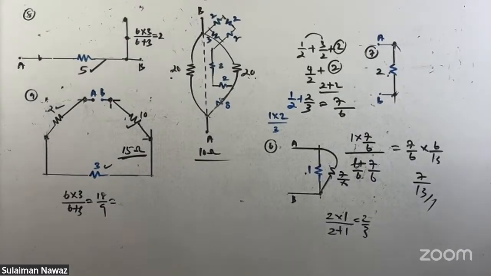Next point, write down. If there are resistors in series or parallel, minimize them.